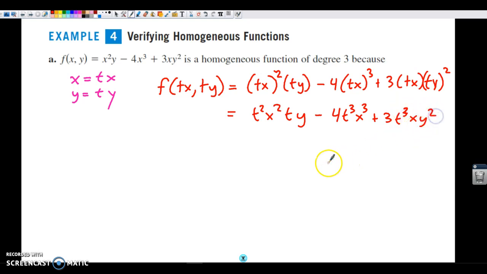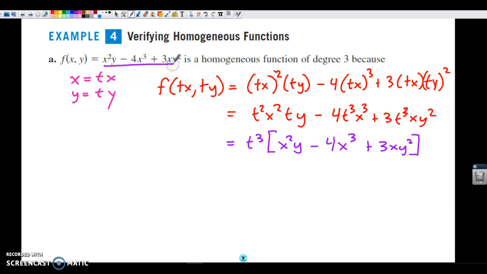All right, so now what I want you to do is combine the like terms, combine the t's. You're going to get t to the third that comes out of everything. Now I have x squared y minus, the t cubed can come out of there, which makes just 4x to the third power, plus then the t cubed can come out of that one, 3xy squared. And notice that's exactly the same as what I had up here down here. And I can just pull out the t cubed.